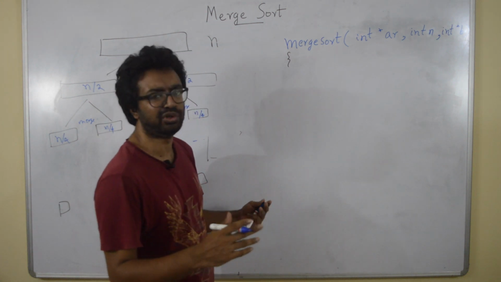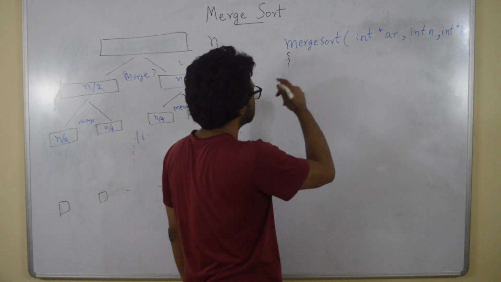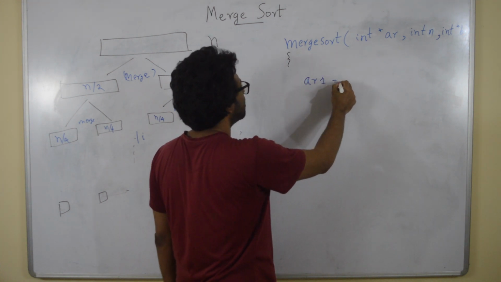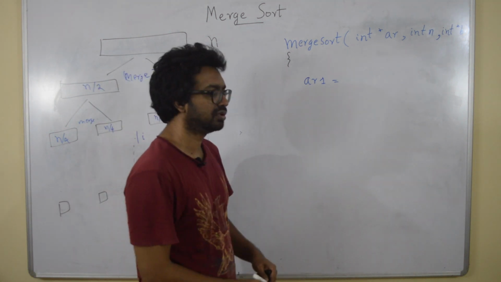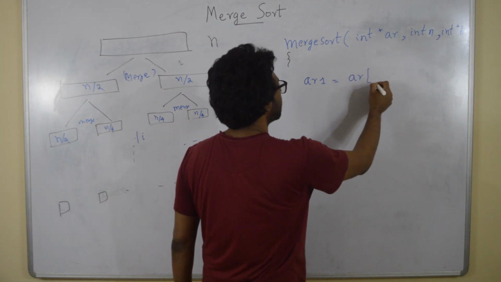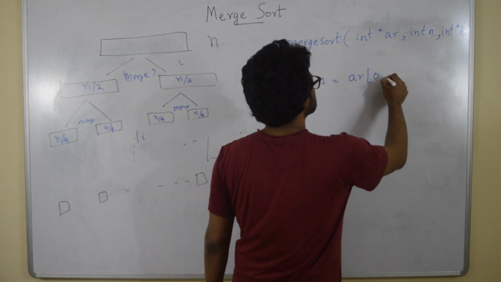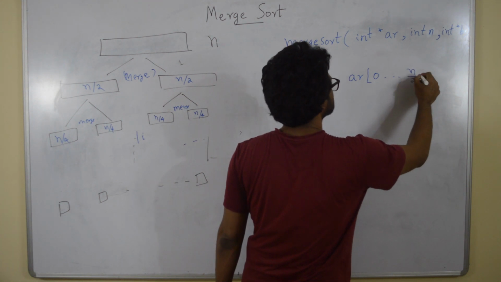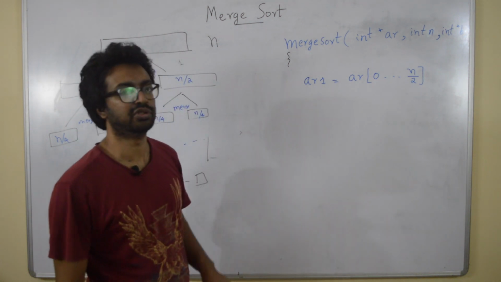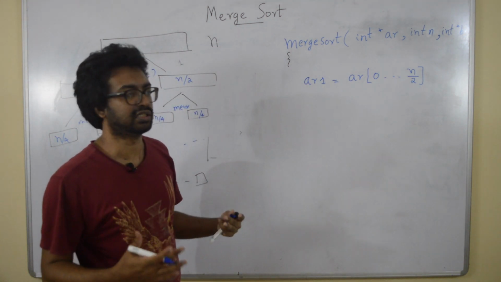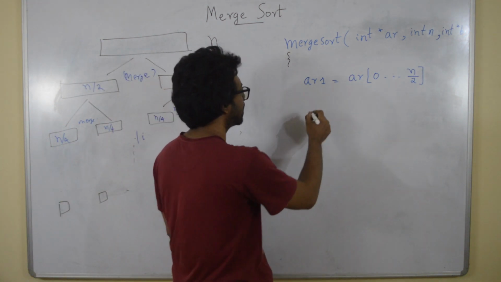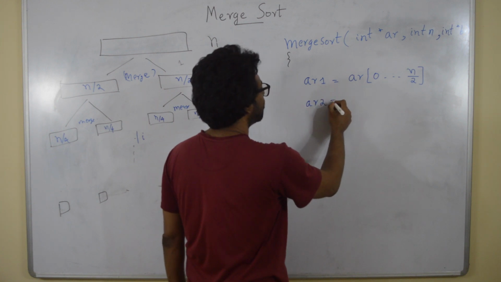I'm going to create two new arrays. Let me call them AR1 and AR2. So this will involve some copying from the AR array. I'm going to copy elements from 0 to n by 2 into this new array AR1. But this is not C syntax as such what I'm writing. You'll have to convert it into C if you are writing it into a C program. Now similarly, I'm going to copy into AR2.